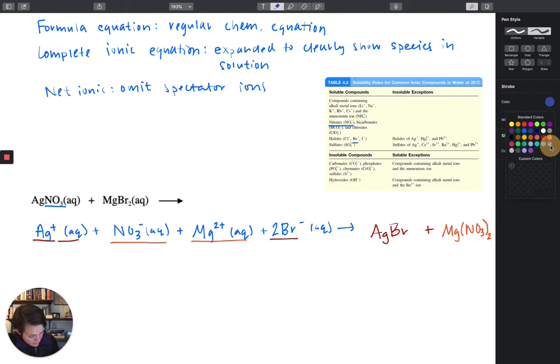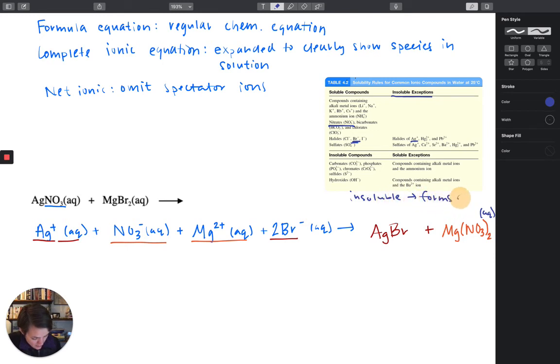All right, so we have a nitrate. Nitrates are always soluble, so I know this is going to be aqueous. So really I'm just looking at my silver bromide to see if it is aqueous or not. I find my bromide. Silver is an insoluble exception. If something is insoluble, that means it forms a solid.